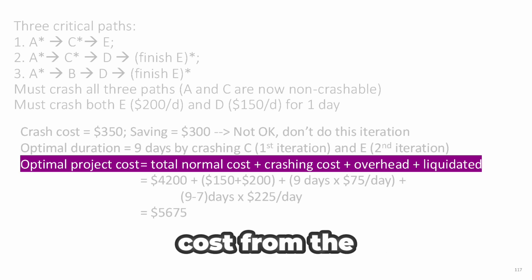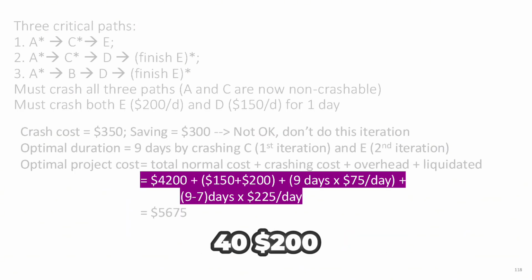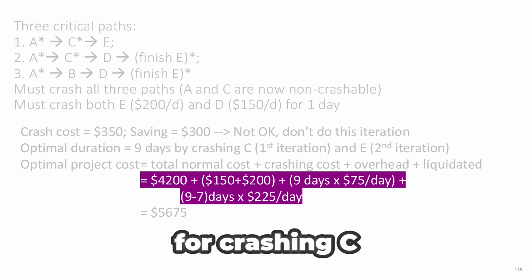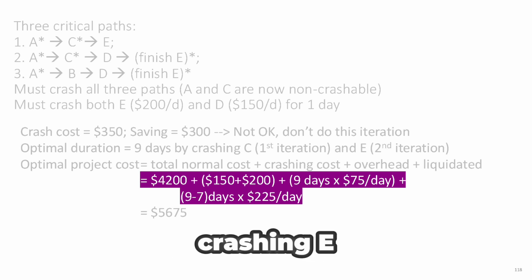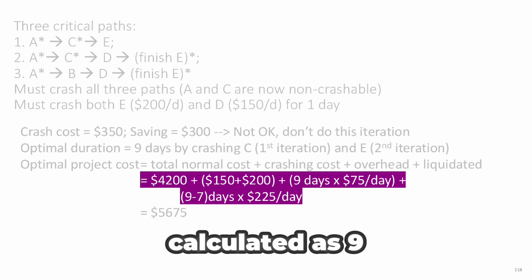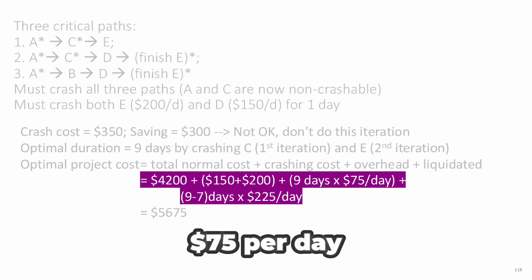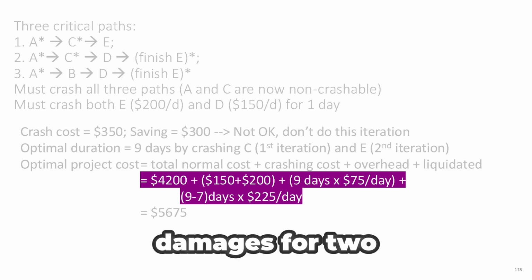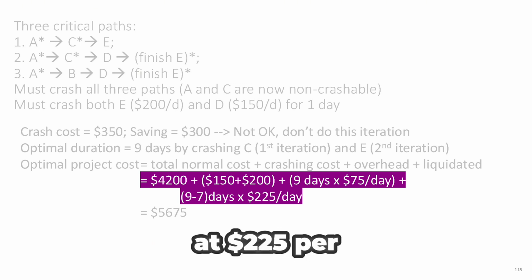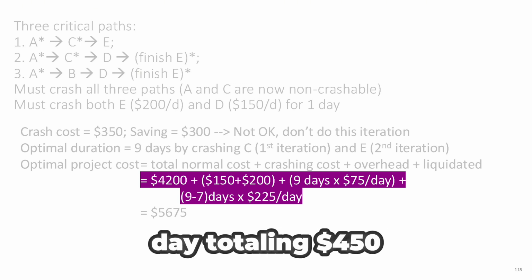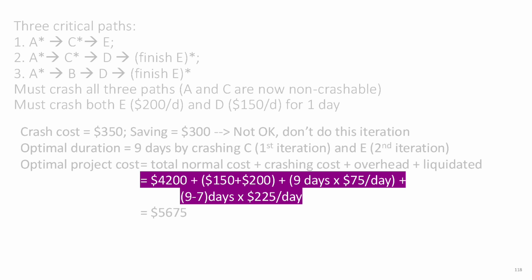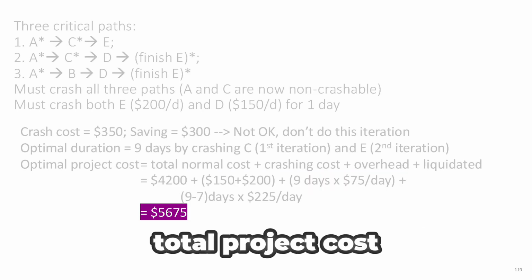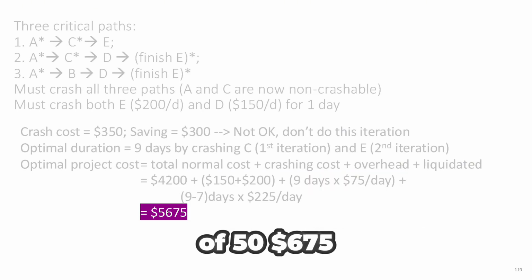The total normal cost from the original table is $4,200. The total crashing cost is $150 for crashing C and $200 for crashing E. Overhead costs are calculated as 9 days multiplied by $75 per day, which equals $675. Finally, we pay liquidated damages for 2 days over the 7-day limit at $225 per day, totaling $450. Adding everything together gives us a total project cost of $5,675.